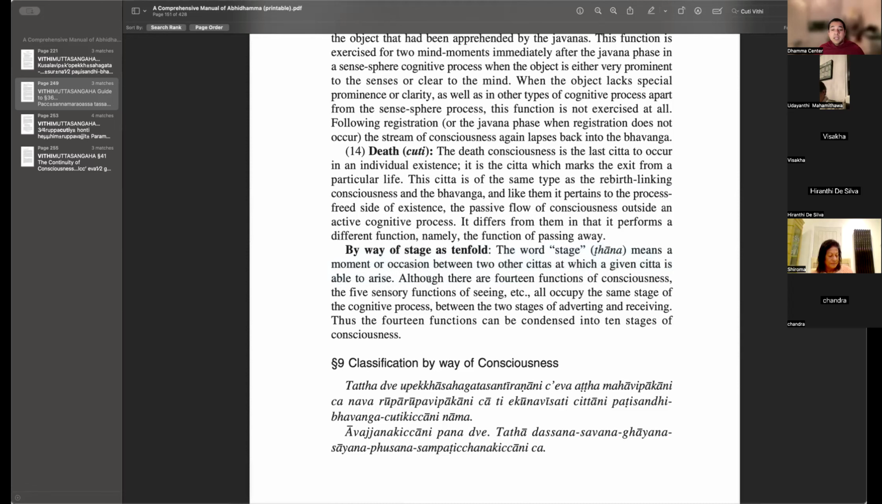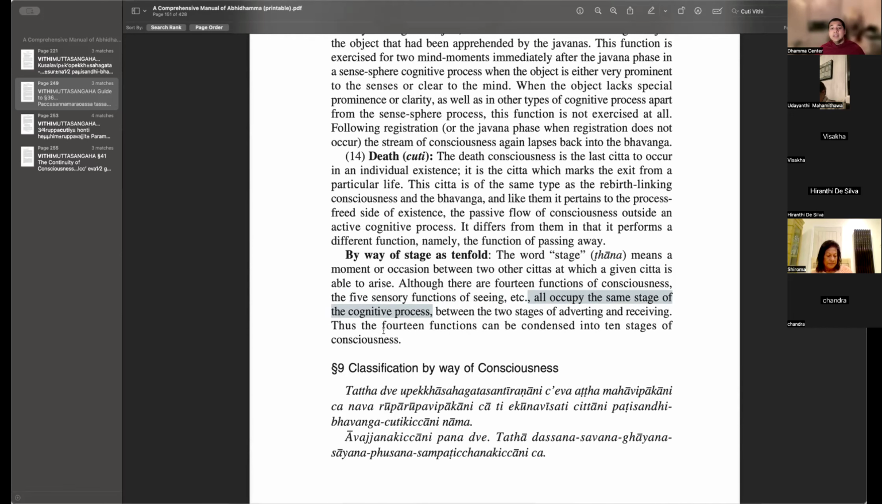Although there are 14 functions of consciousness, the 5 sensory functions of seeing, etc., all occupy the same stage of cognitive process, because they lie between the two stages of adverting and receiving. Thus, the 14 functions can be condensed into 10 functions, 10 stages of consciousness, right?